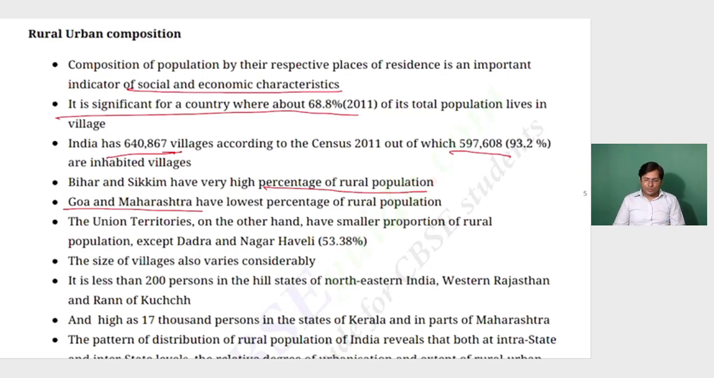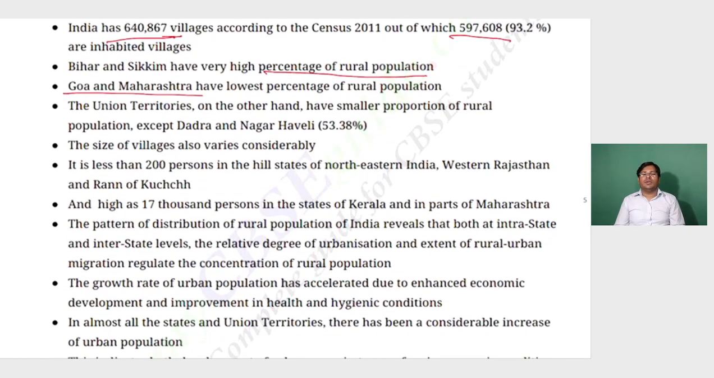The size of villages also varies considerably. It is not that all villages are of one kind. There are some very small villages, especially in the desert of Rajasthan and in the hilly or mountain areas of Jammu Kashmir and the mountainous states. The size of the villages is small, and on average fewer than 200 persons inhabit each village. But in some states it is very high. In some areas the villages are bigger and their population is very large.